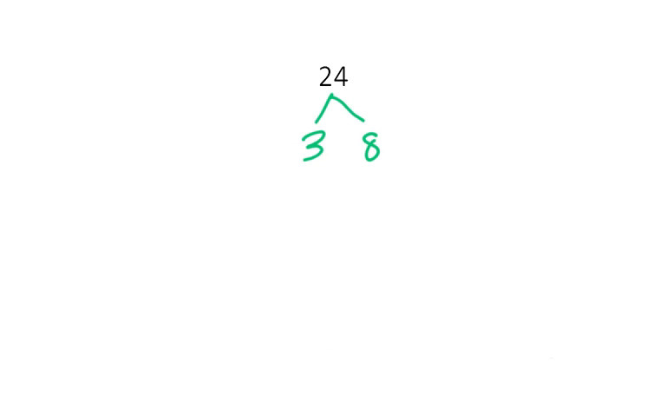Then ask this question. Is 3 a prime number? If you remember that table of prime numbers between 0 and 100, 3 is a prime number. So you circle it. Is 8 a prime number? 8 is not a prime number. You can find factors of 8 other than 1 and itself. So let's keep factoring 8. Again, don't use 1 and 8. Think of two other numbers that when you multiply them, you get 8. So 2 and 4. 2 times 4 is 8.